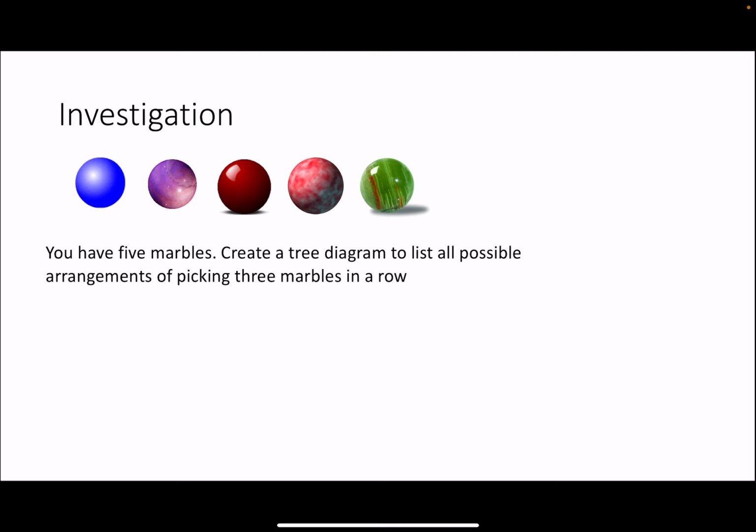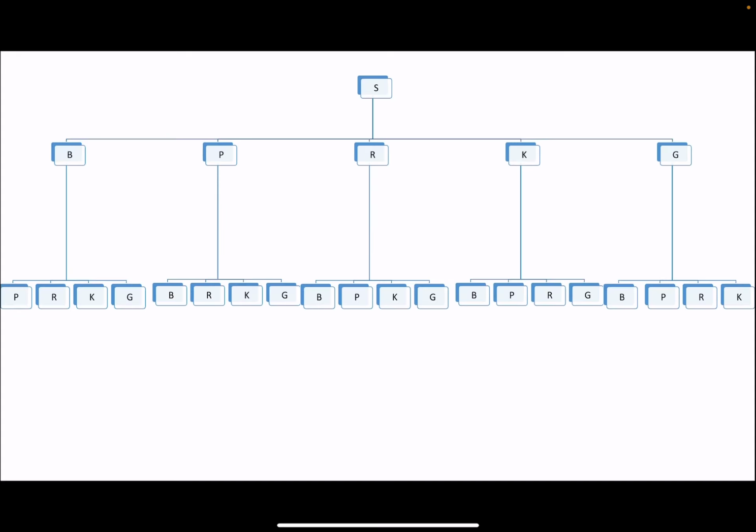Okay? So you have 5 marbles. Create a tree diagram to list all possible arrangements of picking 3 marbles in a row. So we have an arrangement of 3 marbles out of the 5. So we're going to say this is blue, purple, red. Actually, I forget what we call it. Blue, purple, red. I think I called it K because P was taken for pink. And then green.